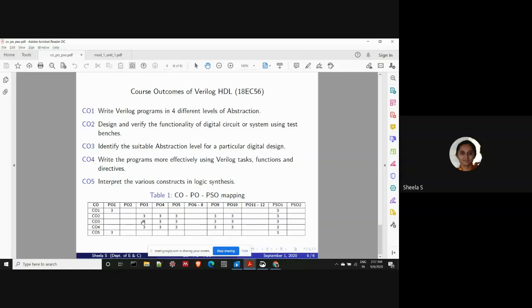After designing or analyzing, then again you will be testing using the modern tool. And while doing this, you will be doing either teamwork or individual work, communicating with your friends or with your faculty. Okay, so that's why CO3 also strongly maps to PO3, PO4, PO5, PO9 and 10. And CO4 maps to again the same PO3, PO4, 5, 9 as well as 10, because of tasks, functions and directives.